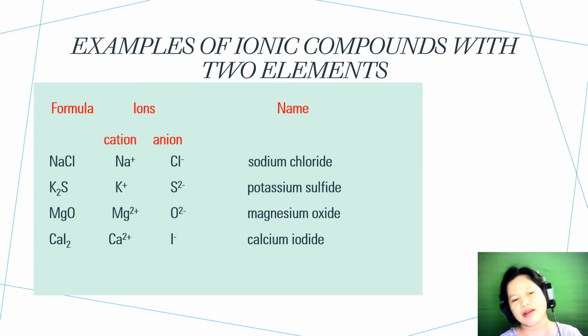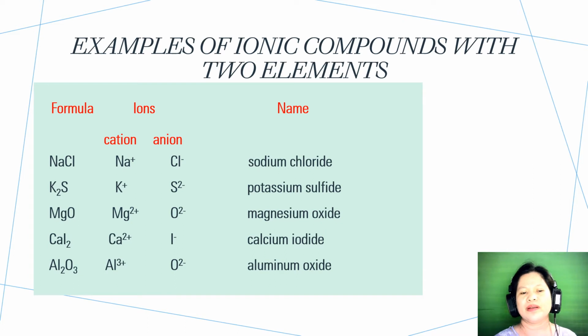Next example is calcium iodide. Calcium has a positive charge of 2, while iodine has a negative charge of 1. So our formula is CaI2. Why does the iodine contain 2? It is taken from the charge of calcium, which is positive 2 charge. Okay, last example is aluminum oxide, as I have given as an example a while ago.